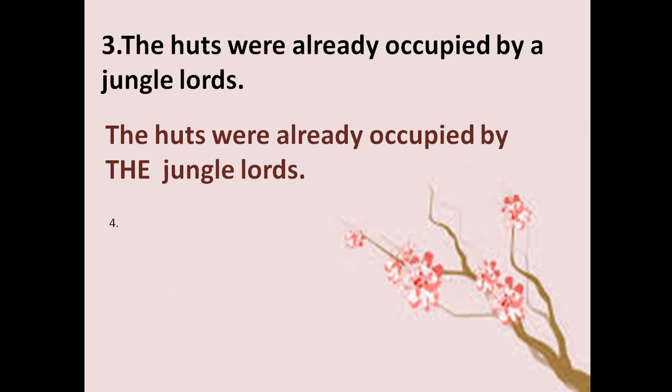So the correct answer would be the huts were already occupied by the jungle lords. You can't use a with jungle lords because this noun is plural. With plural nouns you can't use the article a. So you have to use here the article the. And the is used because we are talking about the particular jungle lords here. So we are using the article the.